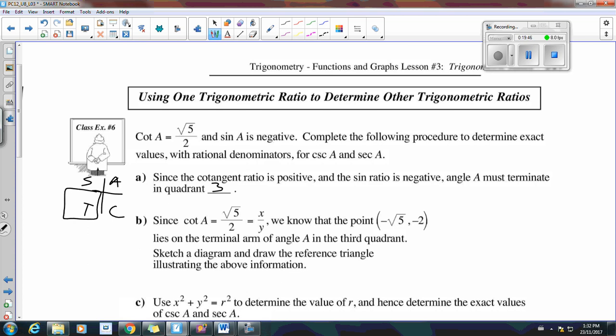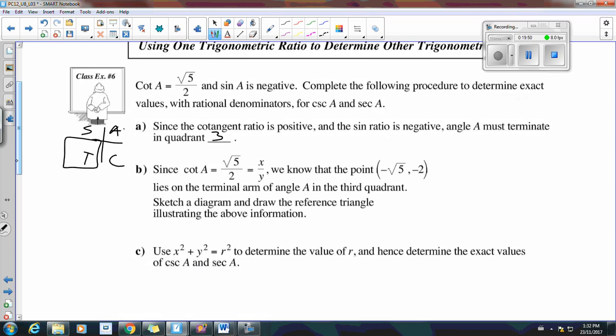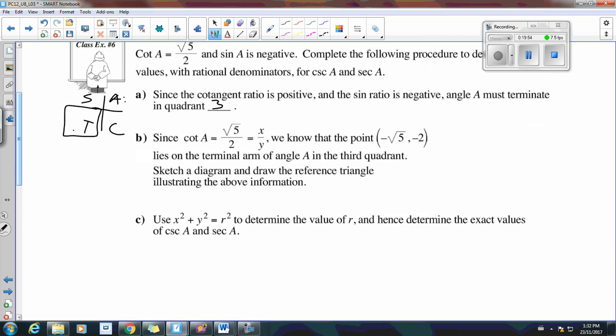So we do need two pieces of information. If we just knew that cotangent was positive, we wouldn't know whether we were in quadrant 1 or quadrant 3. Since cotan of A is root 5 over 2, so now this is the reciprocal. So instead of opposite over adjacent, it tells us our adjacent side is root 5, our opposite side is 2.